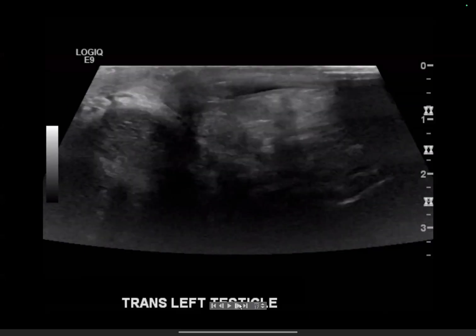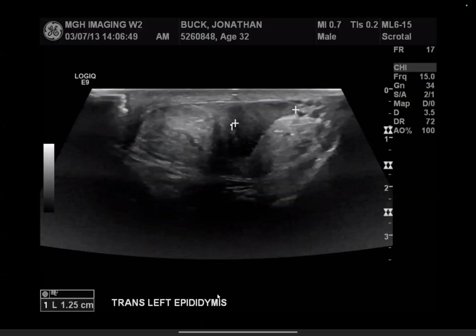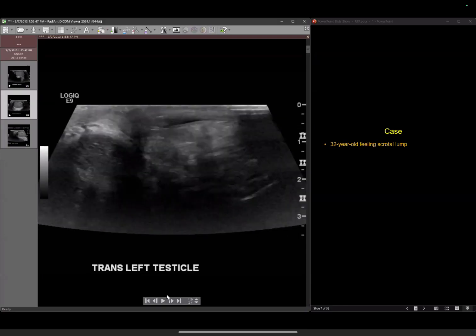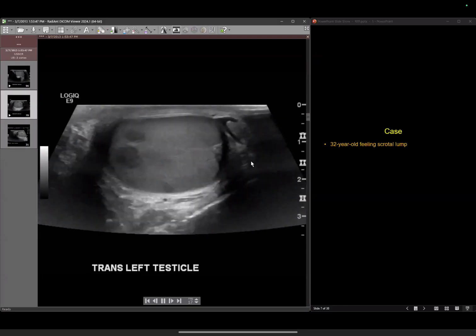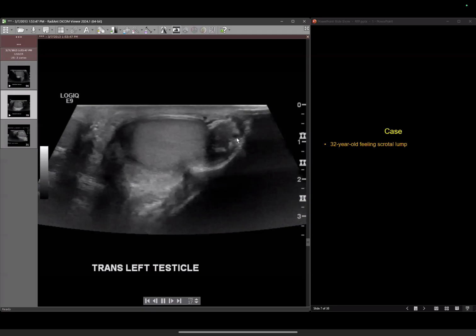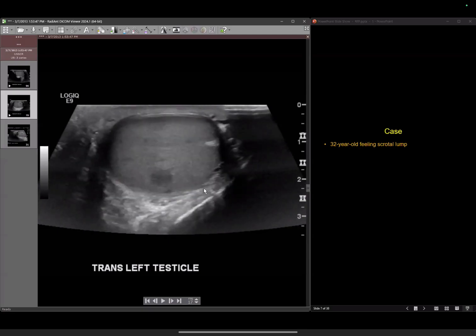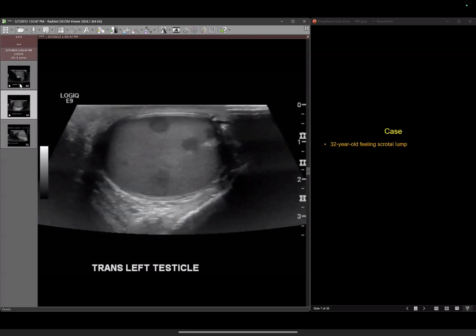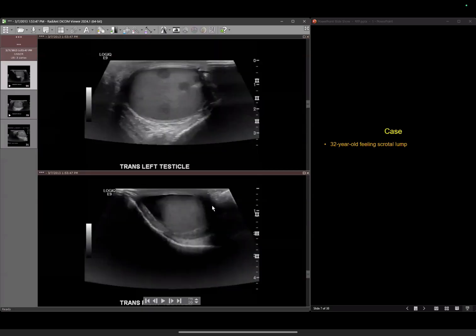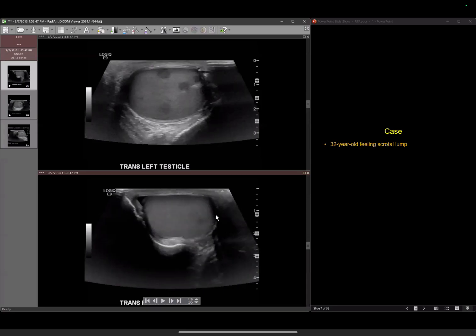Okay, sir, I've been provided with the transverse image of both sides. Okay. Yeah, go ahead. Bilateral testes with multiple variable-sized hypoechoic lesions scattered throughout the testes, with minimal hydrocele.